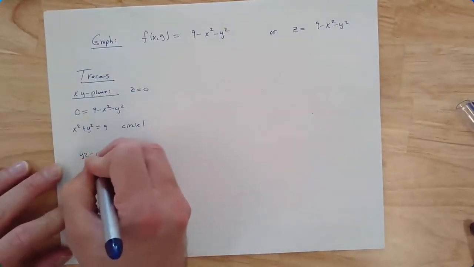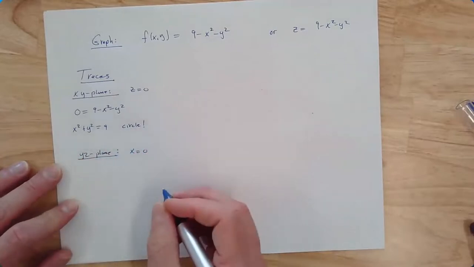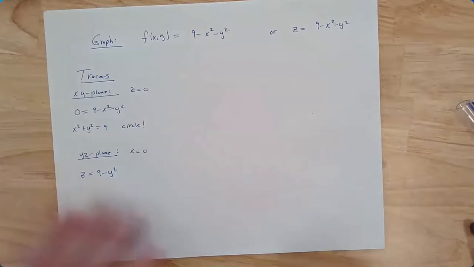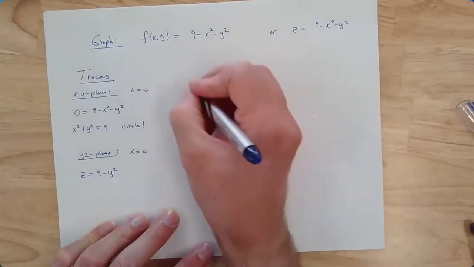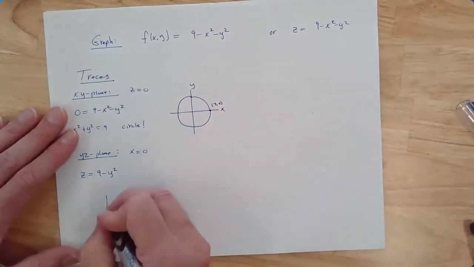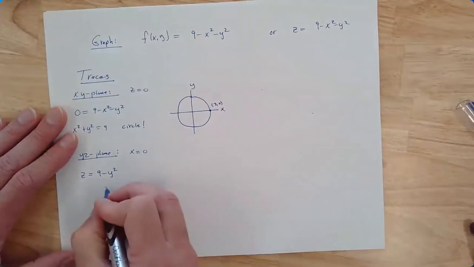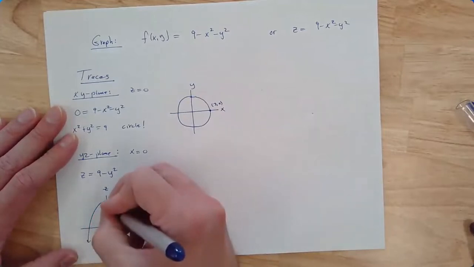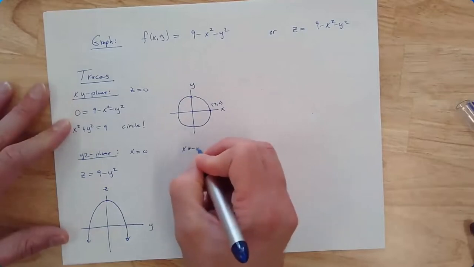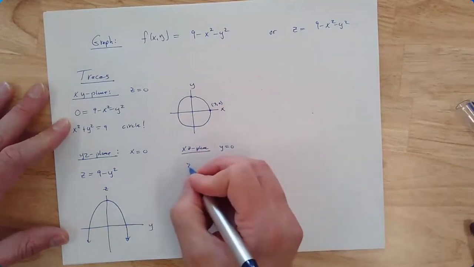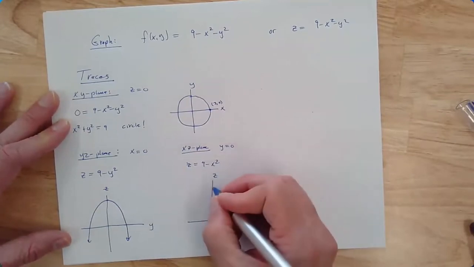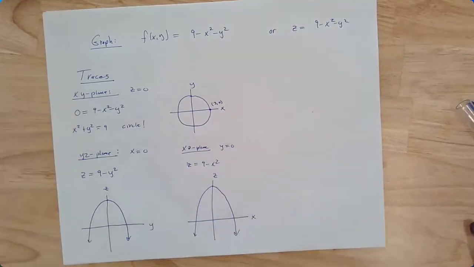In the YZ plane, that's setting x equal to 0, I'm left with z equals 9 minus y squared. I suppose I should graph them, right? So in the XY plane, I have a circle of radius 3. In the YZ plane, I have a parabola, 9 minus y squared, a parabola that opens downwards like this. And in the XZ plane, setting y equal to 0, I'm left with z equals 9 minus x squared. Also the same parabola essentially, except on the x-axis and the z-axis. Those parabolas are the same.